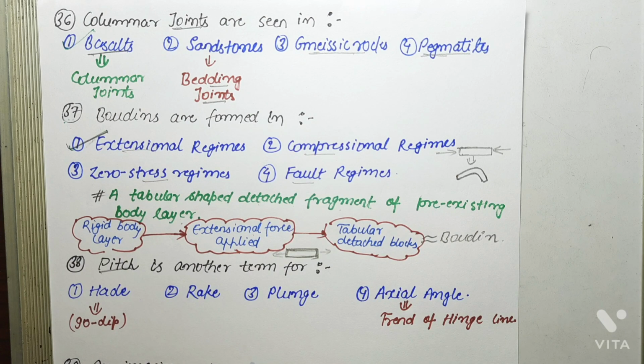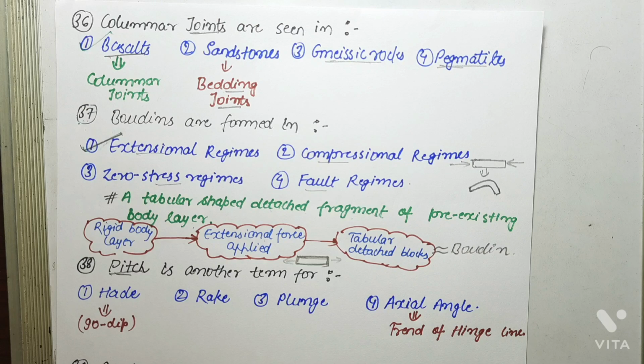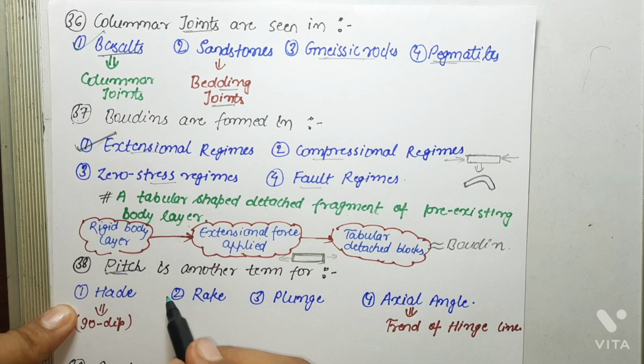Pitch is the angle between lineation and strike of the plane. Basically, pitch is the angle between lineation and strike of the plane, and it is measured in the plane containing lineation. Another term which is used for pitch is rake. Rake is used for pitch.